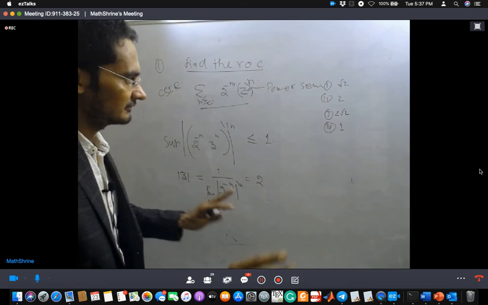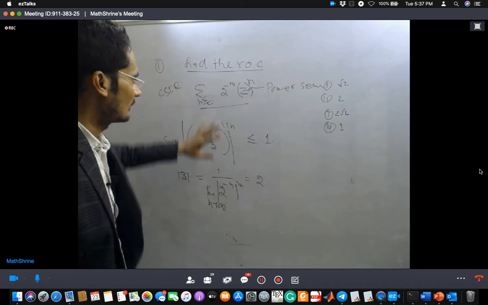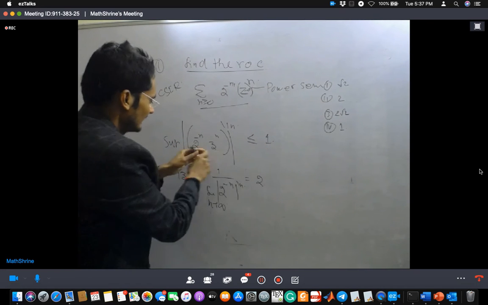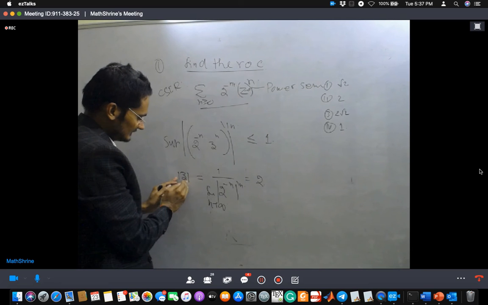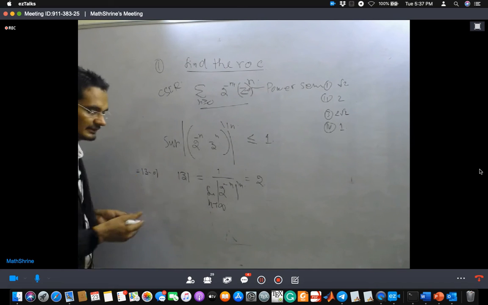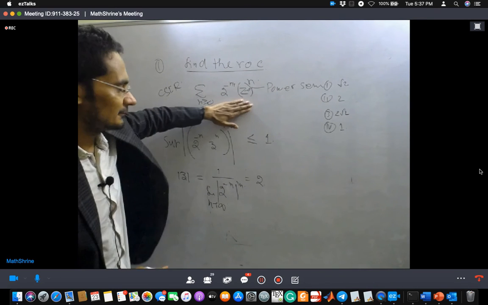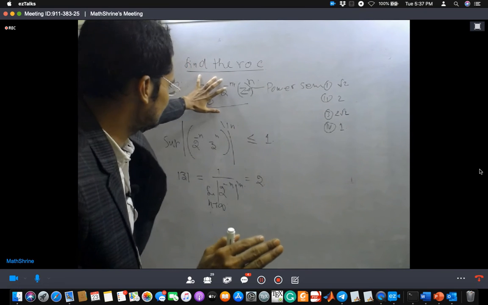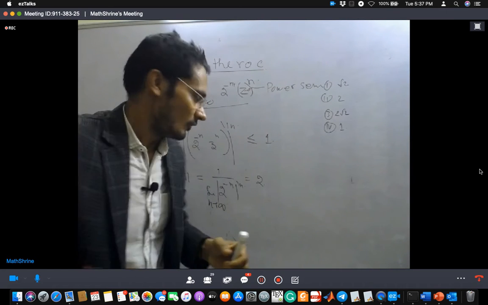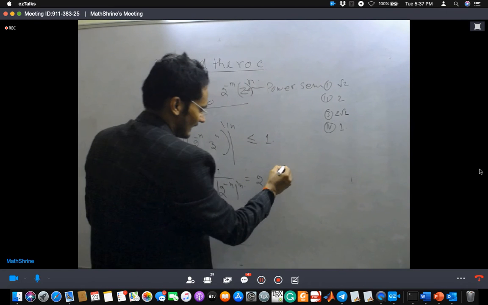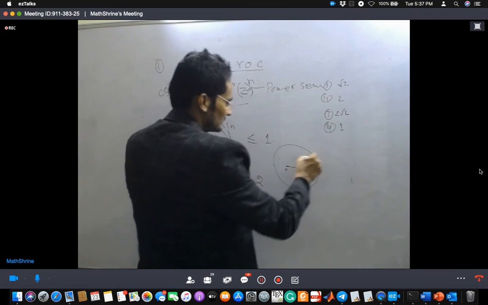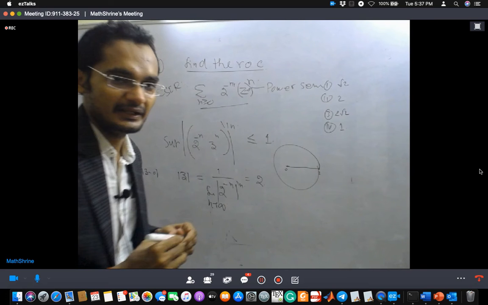Is it all right to everyone? Let me repeat again. Whenever a series is given, just take the 1/n power less than or equal to 1. This n will be cancelled out, simply you will get |z|, and |z| is nothing but the distance from 0. It means that if you start stretching out from 0, at the point 2 will be the singularity of the function. Meaning you cannot cross 2.